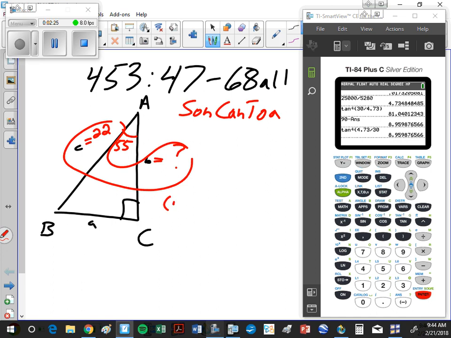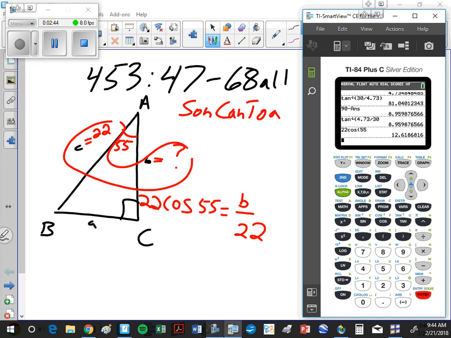So the cosine of 55 equals b over 22. Is this a multiply or a switch problem? Multiply by 22. So the answer is 22 cosine of 55. 48. Okay, that's pretty easy. 12.6, yes.